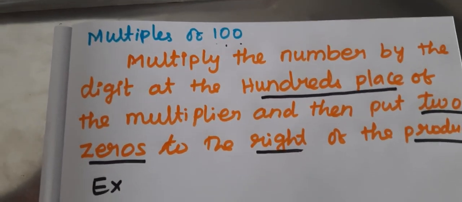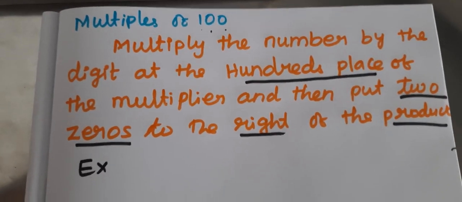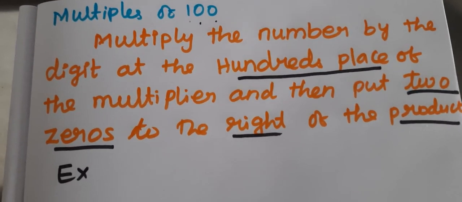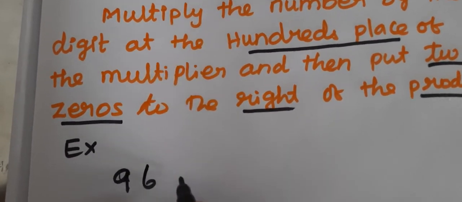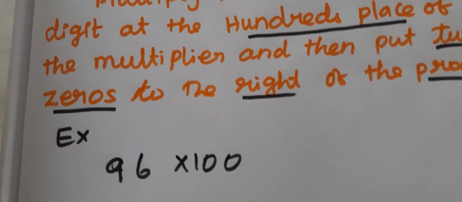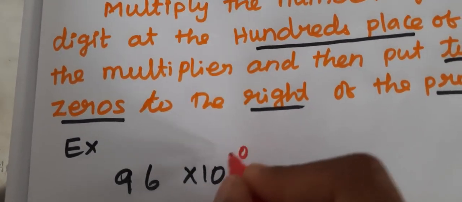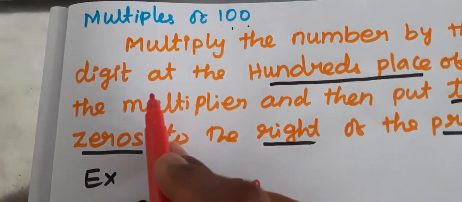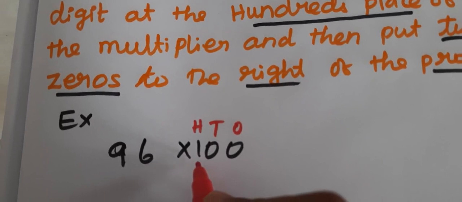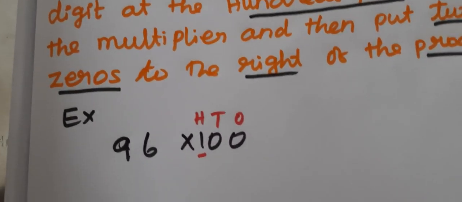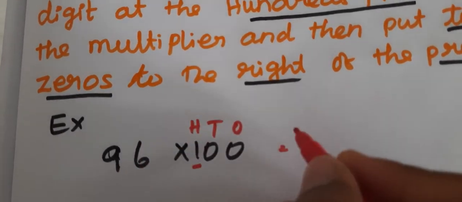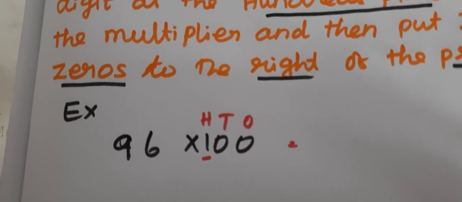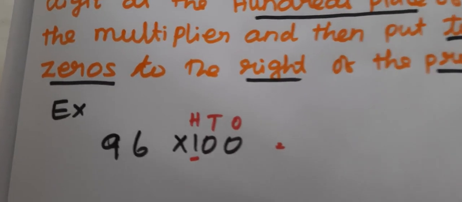Okay, any doubts? Now we see one example, then you will get clarity about the multiples of hundreds concept. See here, 96 into 100. In the multiplier you should write the places. You have to multiply the number by the digit at the 100 place. What number is in the 100 place? It is a 1. So 1 means it is easy for you. Any number multiplied by 1, the product is the number itself. So the answer is 96 into 1. What is the product? Yes, very good.